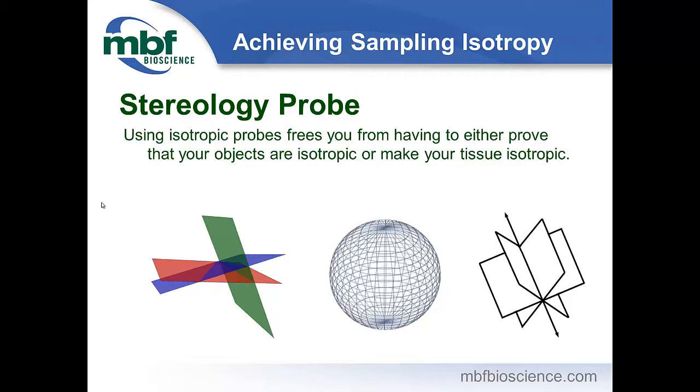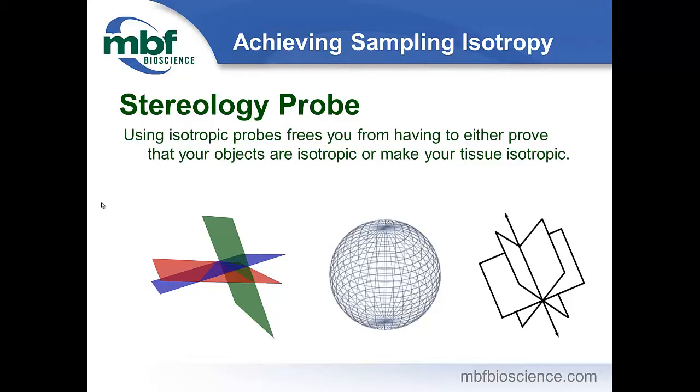So if you can't prove that the object you're looking for is isotropic, and you don't want to go through the trouble of doing the fancy sectioning like the vertical or the isotropic sectioning, then what do we have to do? Well, we have to make sure that we achieve isotropy using an isotropic probe. If you have an isotropic probe, where the probe itself ensures that your feature is interacted with in all possible orientations, then you don't need to prove that your objects are isotropic or make your tissue isotropic. Okay.